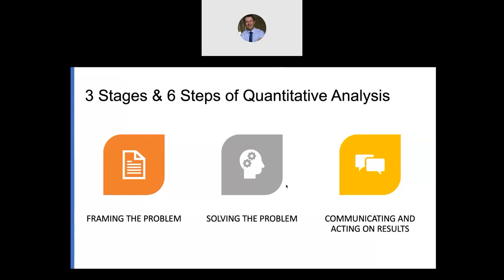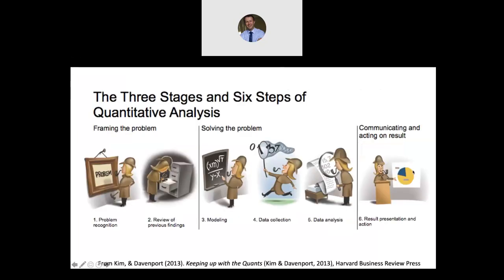This lesson will focus on framing the problem, the first stage of quantitative analysis, and this is based on a discussion that's included in the book Keeping Up with the Quants by Kim and Davenport. As a review, here are the more detailed steps, the 6 steps that are part of those 3 stages. So again, we're framing the problem, solving the problem, then communicating and acting on the results. So once again, we're going to repeat this many, many times.